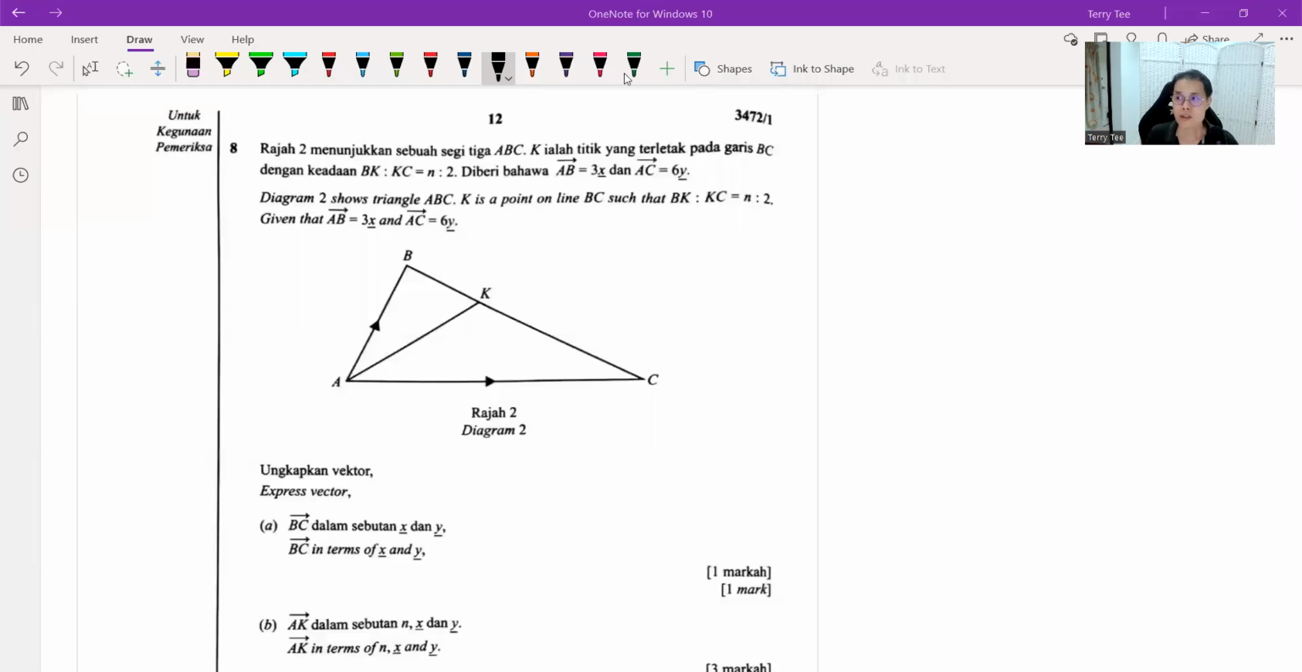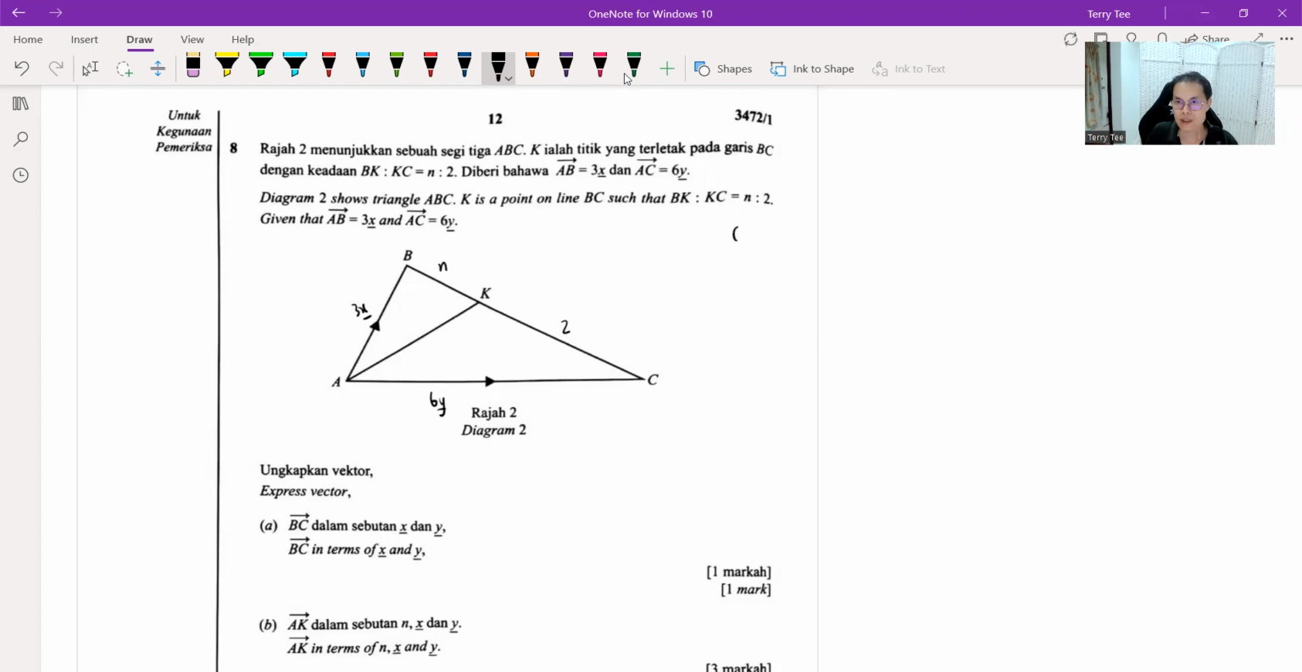Okay, the next question is from the chapter Vectors. So here we have a triangle ABC. K is a point on line BC such that the ratio BK to KC is n to 2. Your vector AB is 3x. Your vector AC is 6y. You're supposed to find BC in terms of x and y.